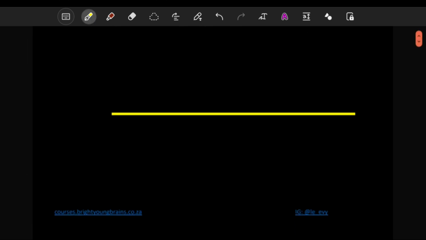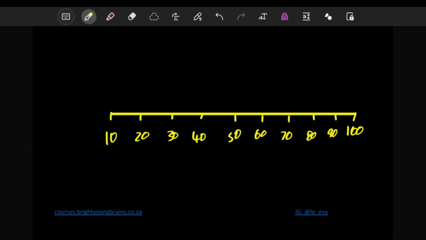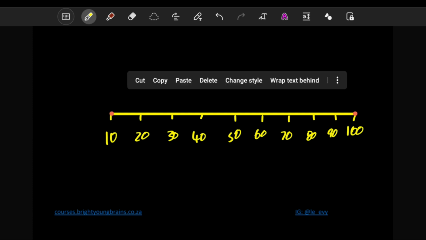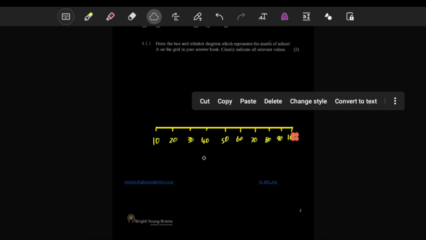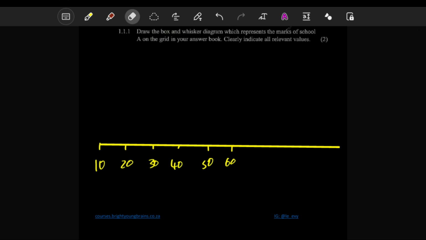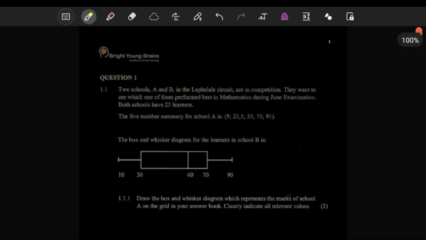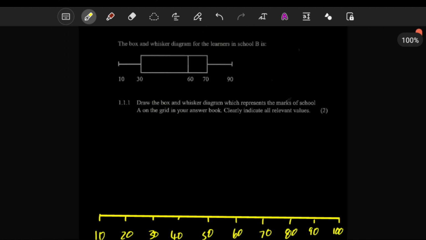Now in terms of a scale, you could start with 10 here and just go in tens: 20, 30, 40, 50, 60, 70, 80, 90. There you go. We have to move this as best as we can, so let's zoom out. There we go. This is how you're going to draw your box and whisker diagram.